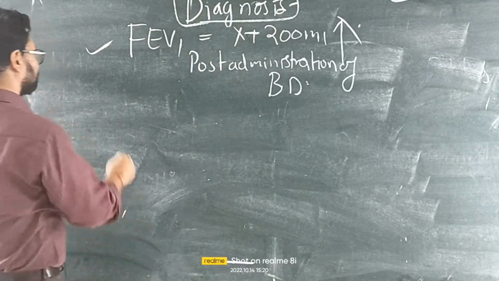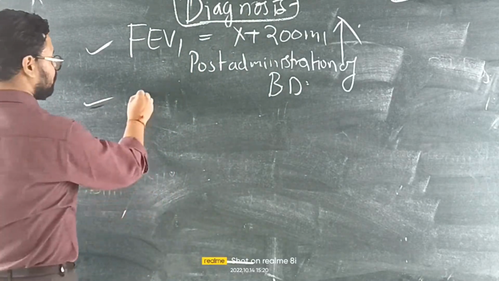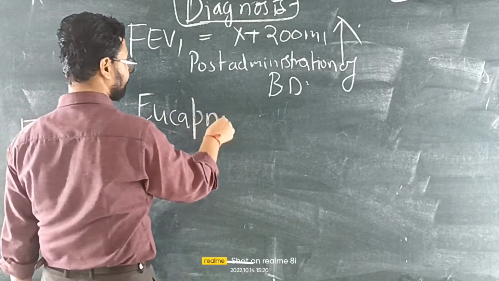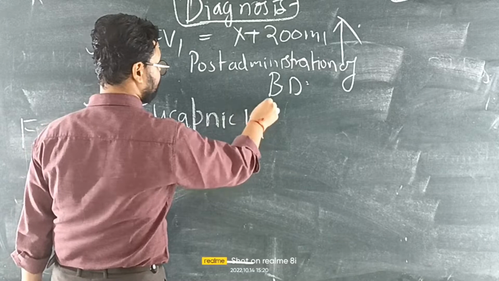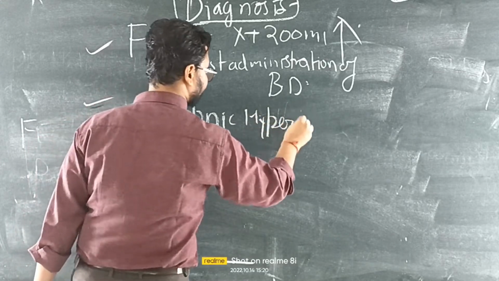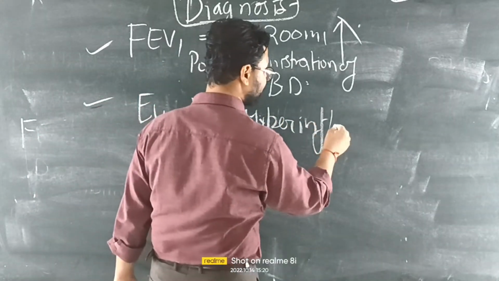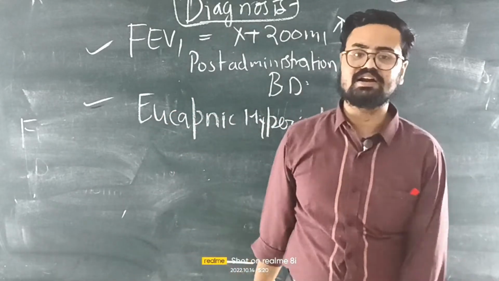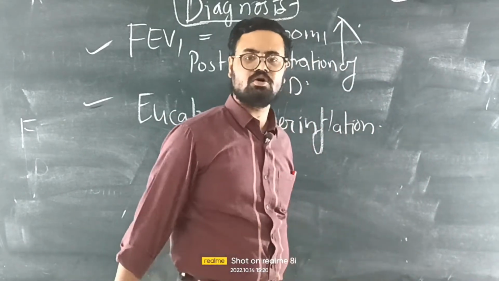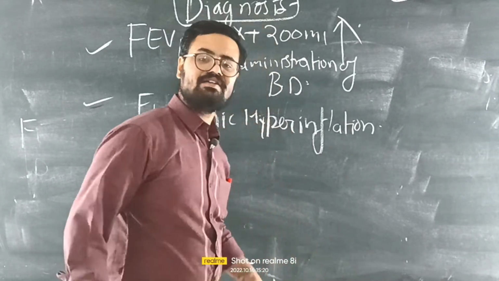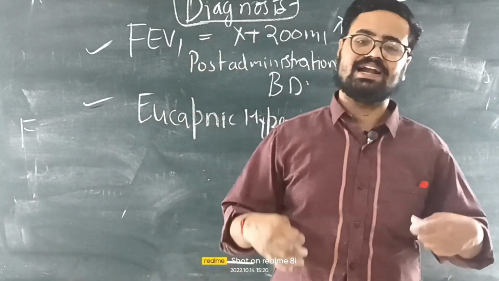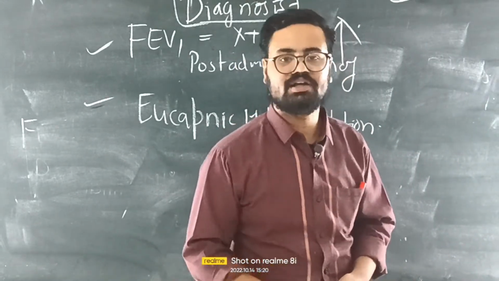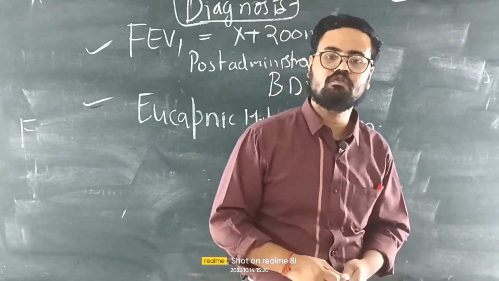Now the second diagnosis will be eucapnic hyperventilation. I already mentioned it. What is eucapnic hyperventilation? The patient will be exposed to an air conditioner or any cool condition or any cool air, then there will be hyperresponsiveness, and if hyperresponsiveness occurs, this is the confirmatory diagnosis of asthma.